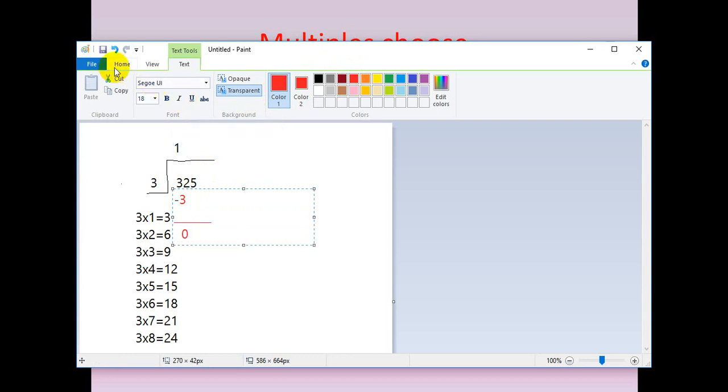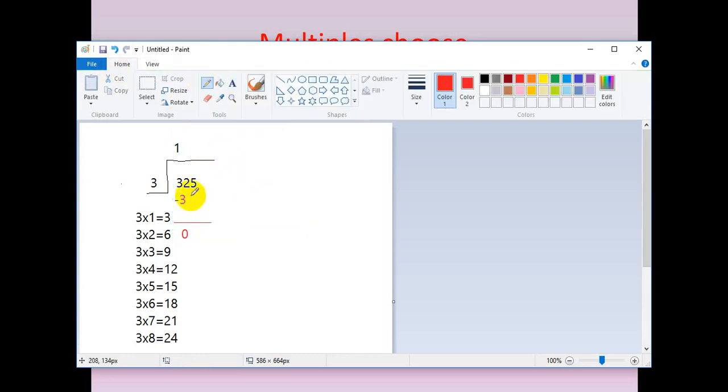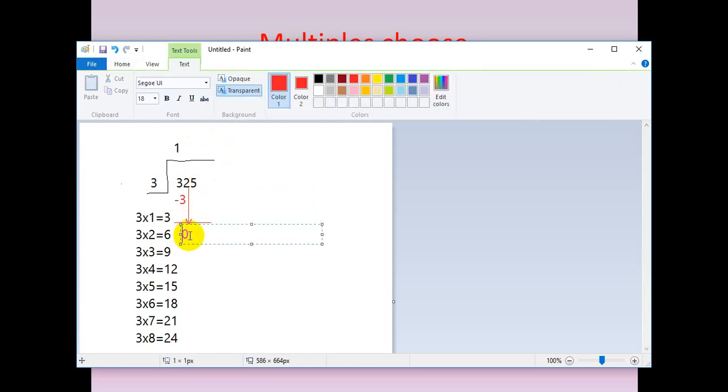We go digit by digit. Bring down 2. Okay, can we divide 2 by 3? 2 is smaller than 3. We can't divide it. What can I do? Put 0 up and bring down again.